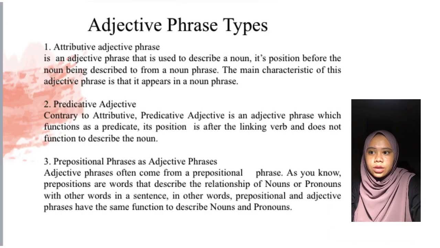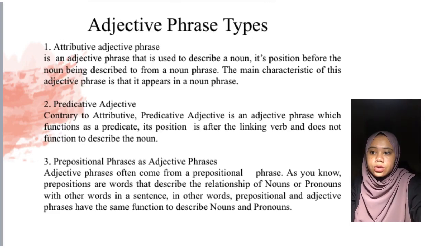1. Attributive adjective phrase is an adjective phrase that is used to describe a noun, positioned before the noun being described to form a noun phrase. 2. Predicative adjective. Contrary to attributive, a predicative adjective phrase functions as a predicative. Its position is after the linking verb and it doesn't function to describe the noun directly.